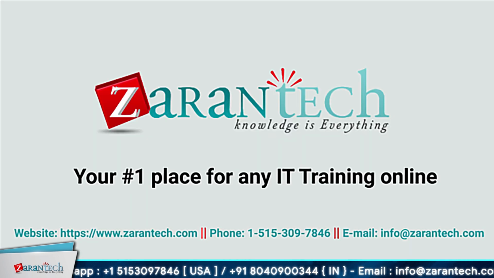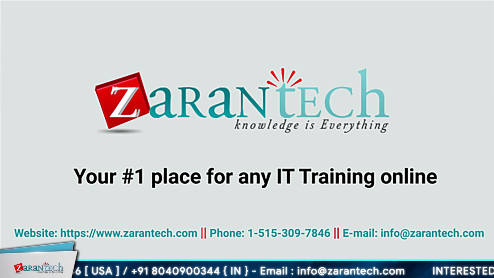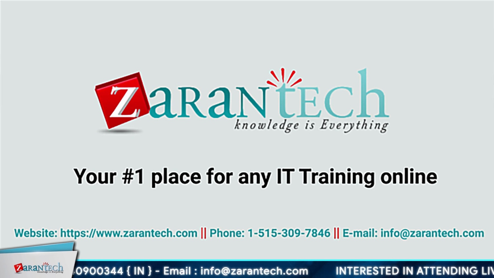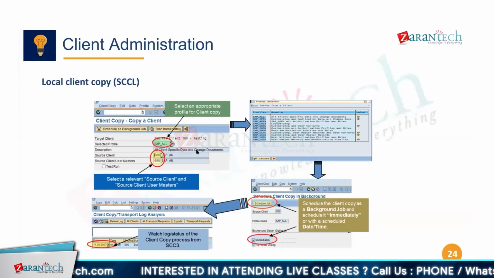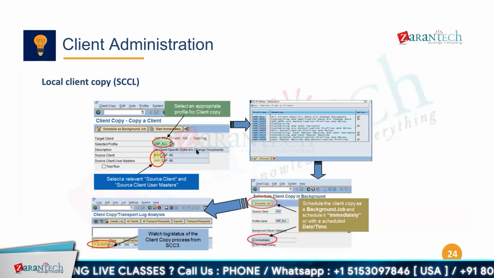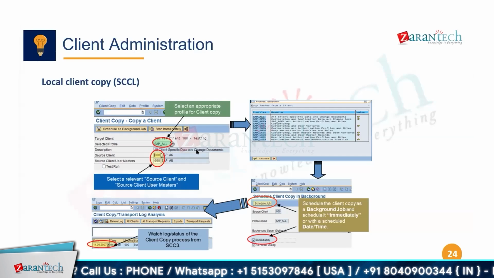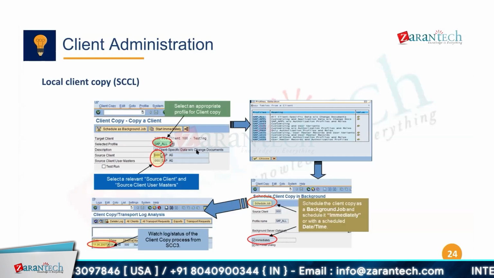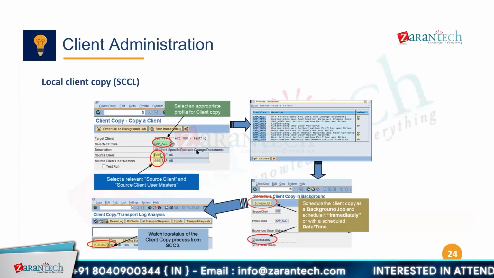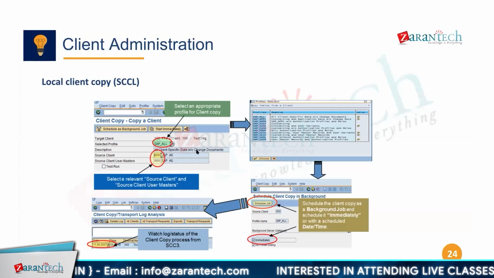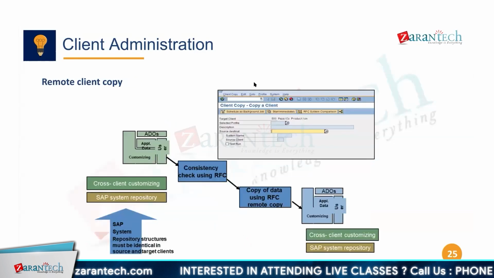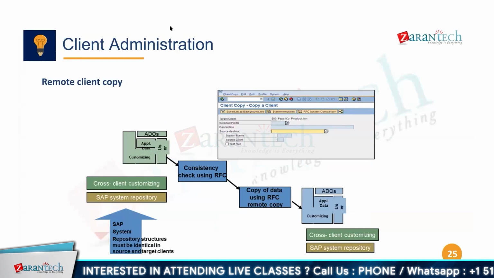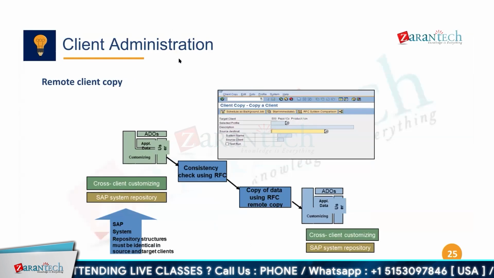Where were my PPTs? Yep. Remote client copy, and then we come to SCC1. Clear, guys? This is the local client copy. Any questions? There are only 4 or 5 steps. Number 1, create the new client. When creating the new client, a logical system is needed, a BD54 entry. Then log into the new client with SAP star. If it is not enabled, you may have to restart the system. Clear? Any questions before we move to the remote client copy? Are we good?